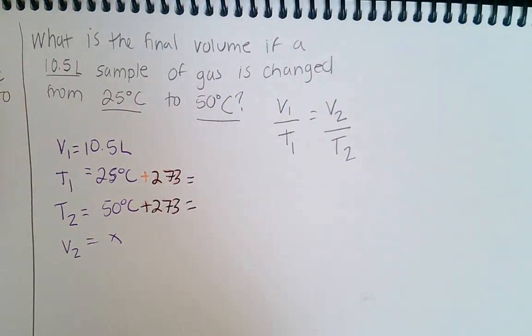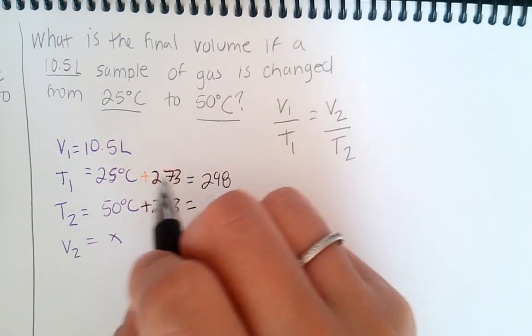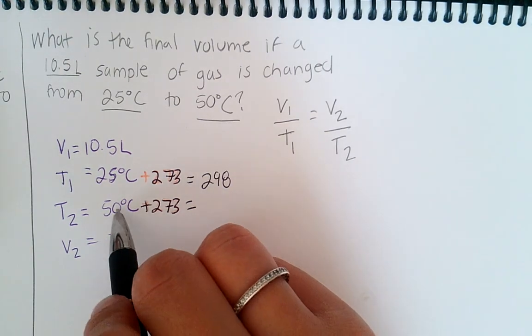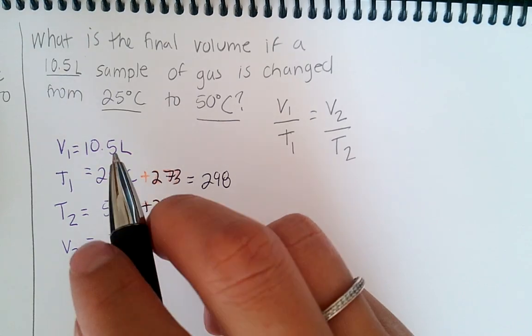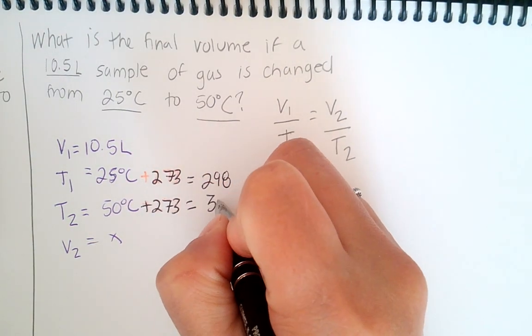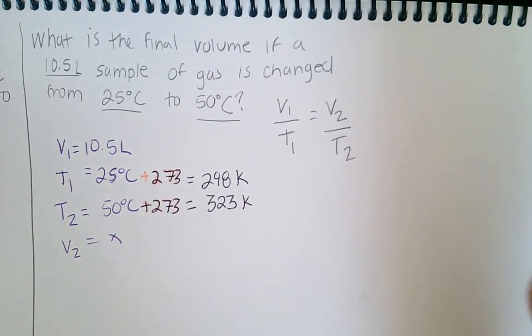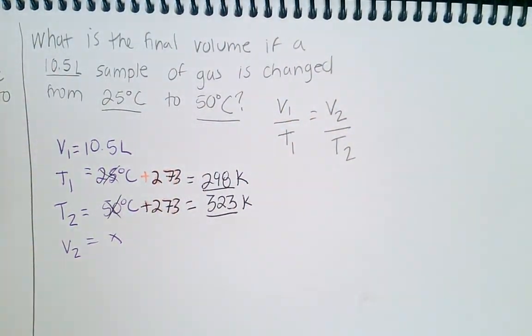So if we do 25 plus 273, we should get 298. And in this case, we're not going to round to any sig figs because there are no decimals here. So no decimals means you just take everything that's given. 50 plus 273 gives you 323. Okay, so now these are your new temperatures in Kelvin. These are the ones that you're going to use in your problem. You're not going to use 25 or 50. You're going to use these new ones, okay?